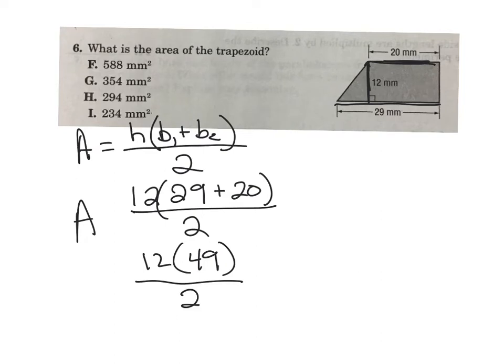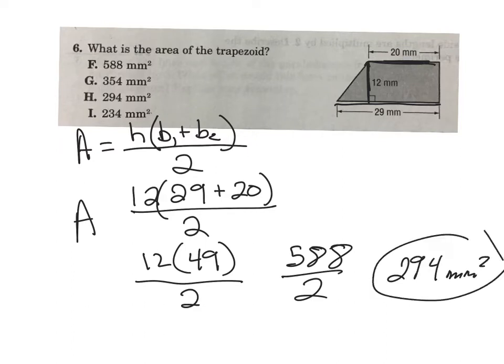So 12 times 49 equals 588. Divided by 2, I get 294. It's millimeters, and it's squared. So let's see if one of these. H is the correct answer. So hopefully you did all right on that one, and let's go to the next.